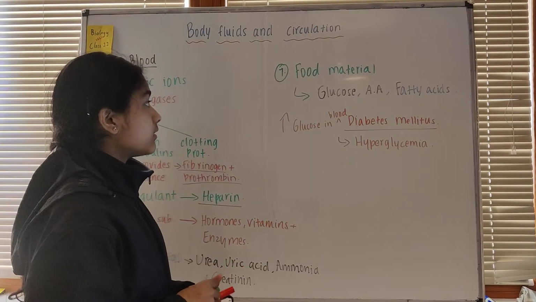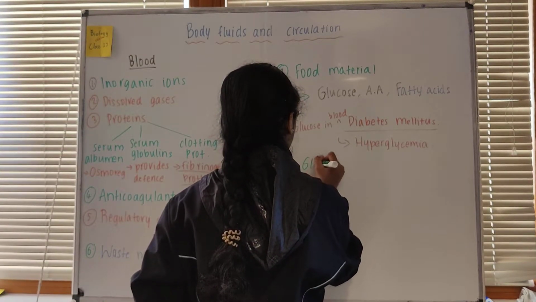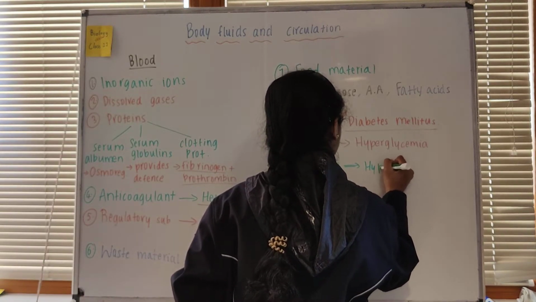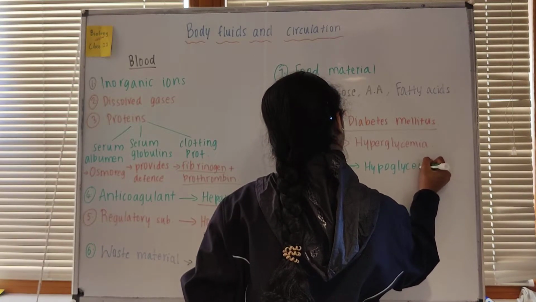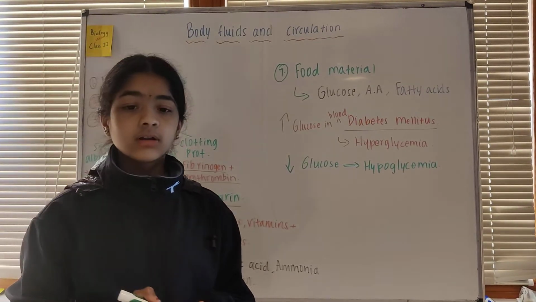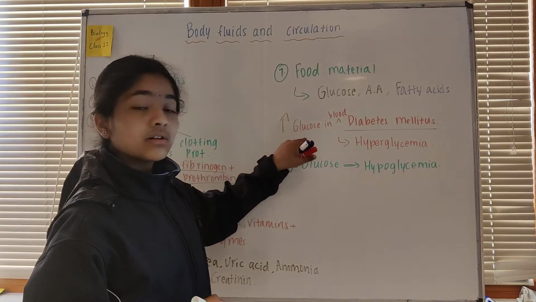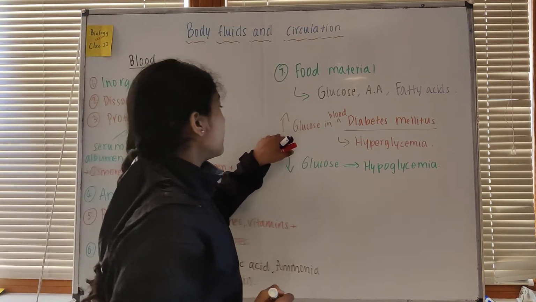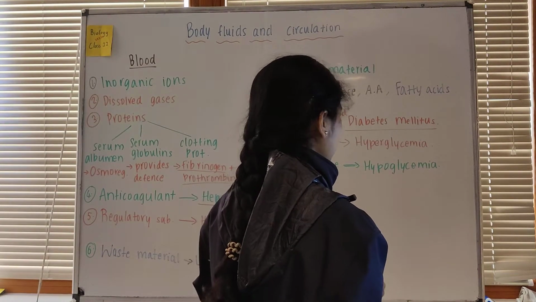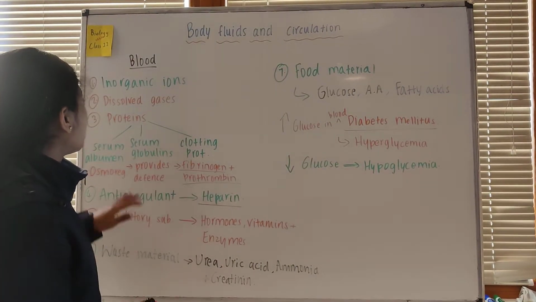What if the glucose decreases? So less glucose is there. Then it is known as hypoglycemia. So hyper is more, hypo is less. Hypoglycemia. So this is what increased and decreased glucose concentrations include. If glucose is more, then we call it diabetes mellitus or hyperglycemia, and if glucose is less, we call it hypoglycemia. So here we talked about blood.